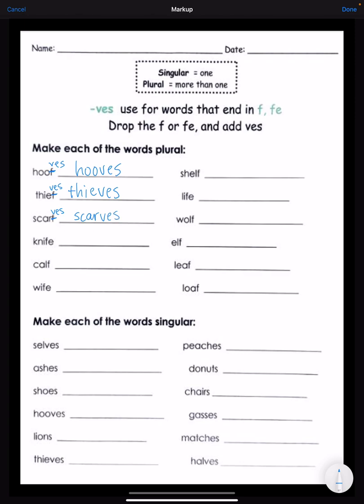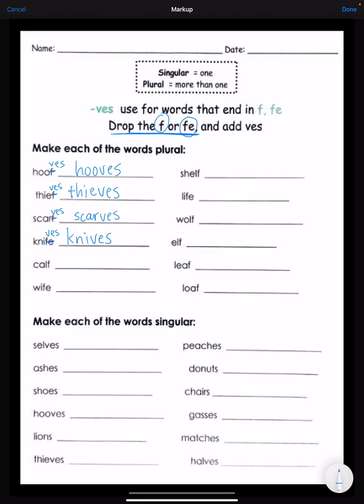If we have one knife and we're talking about more than one knife, we would cross off the F and the E. We're going to either drop the F or the FE. It could be either one of these endings, and we're going to add VES. So it'd be one knife, and if you were setting the table for your family, you would need multiple knives. It's not knifes. It's not scarfs. It's scarves, knives.